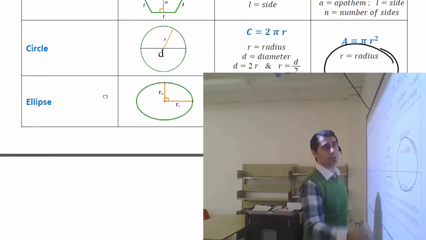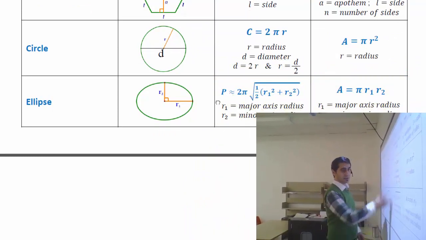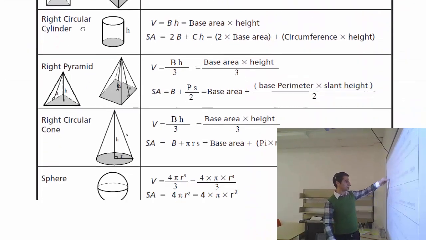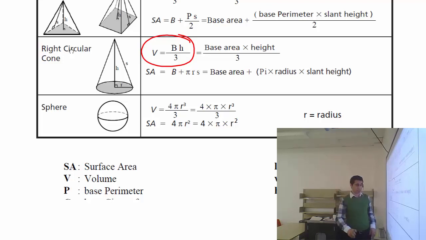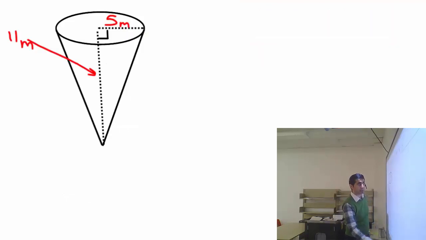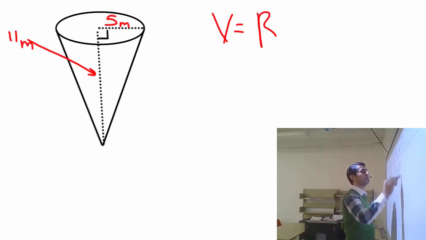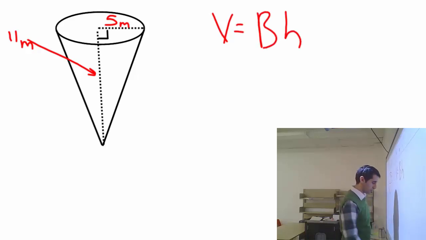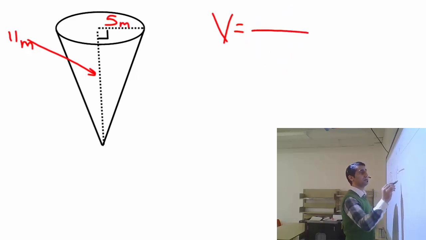And let's get rid of this first. Actually, we'll come back to that. But anyway, circular cone is right here. And I am looking at the volume formula, which is BH divided by 3. Let's go ahead and write that down. Volume equals BH. Let's do the division first. Divided by 3.